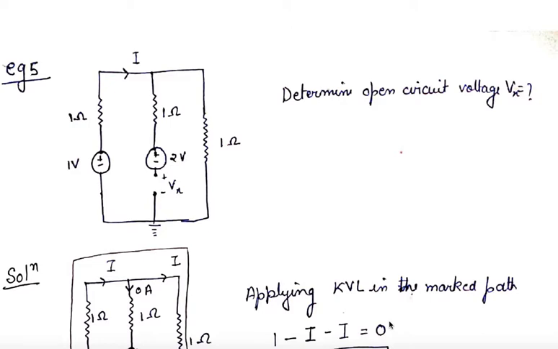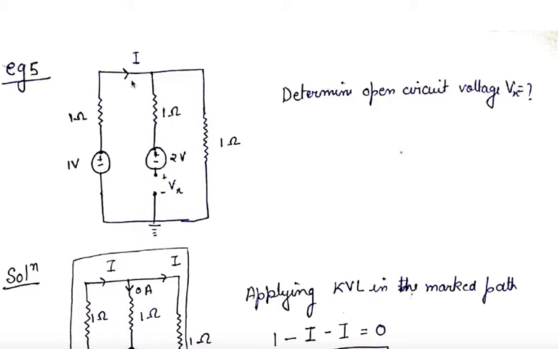In this lecture, we will continue with some more problems on KCL and KVL. The next problem is to determine the open circuit voltage Vx, and our circuit is given here. This is the voltage Vx which we have to find out, and there are two voltage sources present in the circuit and three resistors, and it is given that current I is flowing through our circuit.